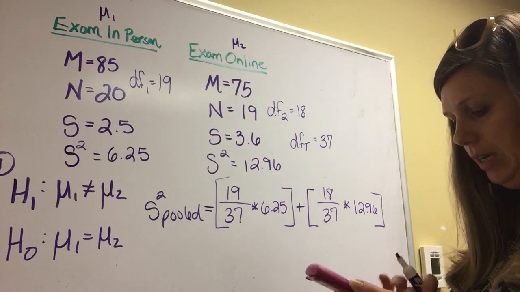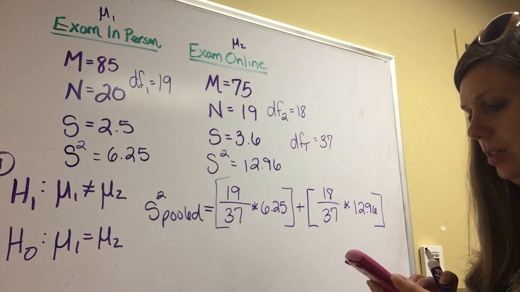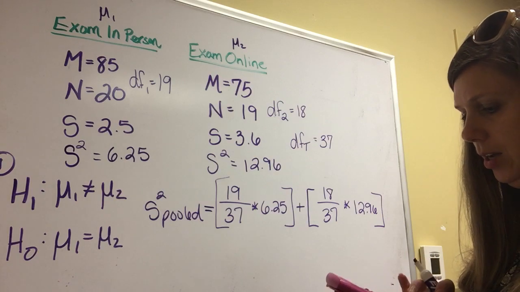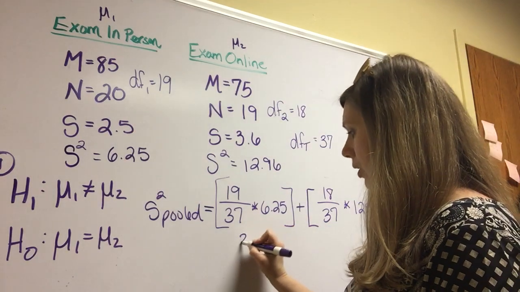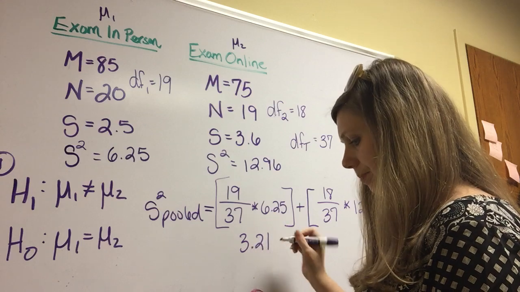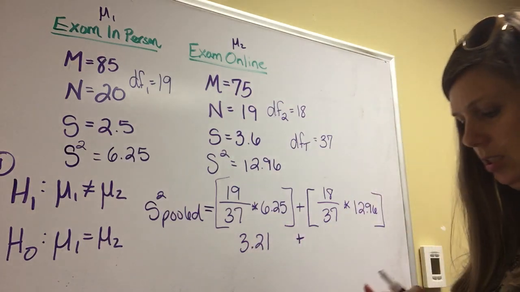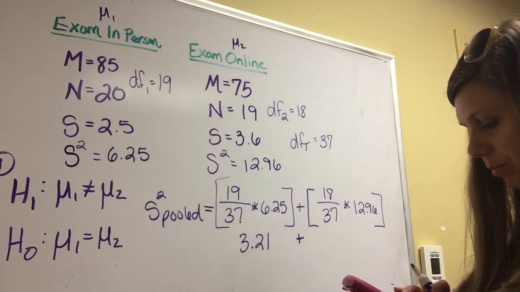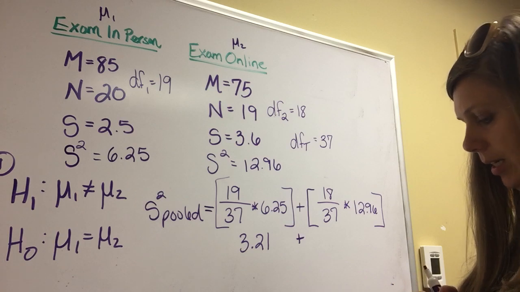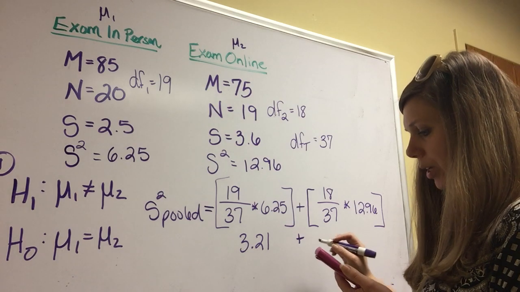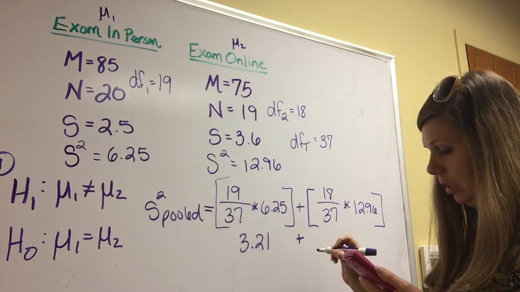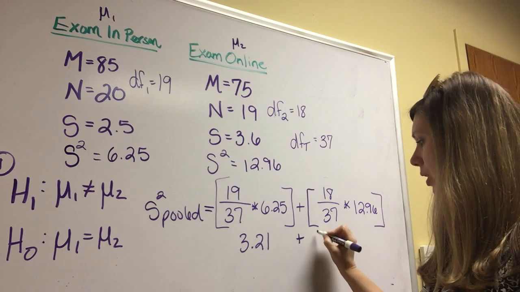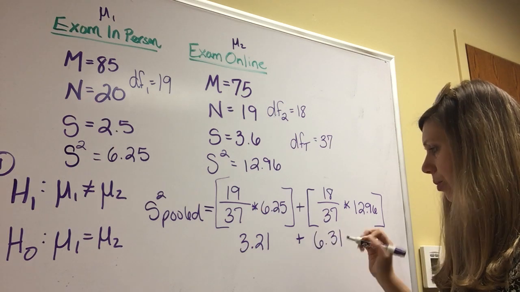Okay, so I've got 19 divided by 37, which is like 0.51, a bunch of stuff, multiplied by 6.25, and I'm going to do that as 3.21, plus 18 divided by 37, multiplied by 12.96, and I got 6.30. You could maybe argue with some rounding back here. I'll do 6.31 because the rounding will probably bump it up.